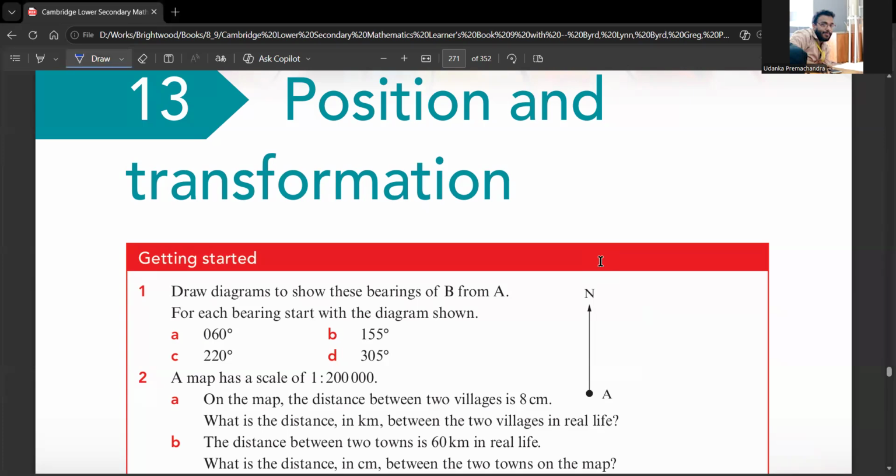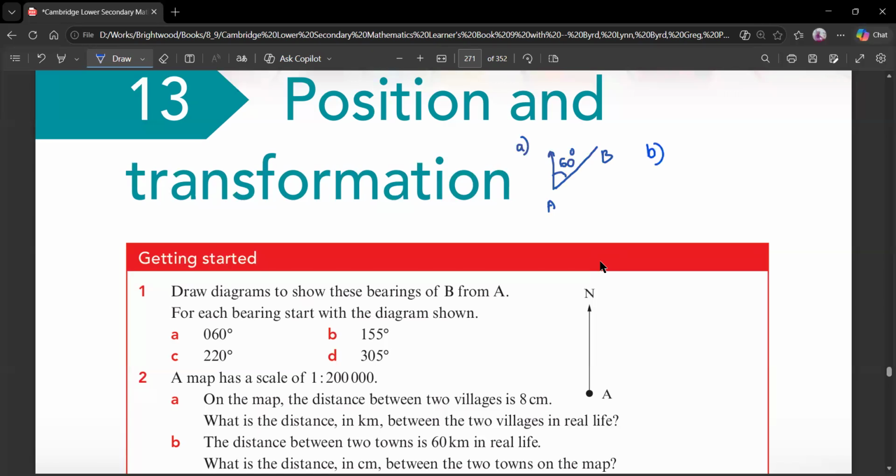60 is less than 90, and you can use the protractor, it's fine. It should be taken from the north direction, like here. So if you consider A, the bearing of 60 degrees from A to B is like here. Clear? You have to start measuring from the north direction. That bearing is always measured starting from north. So A to B is 60 degrees.